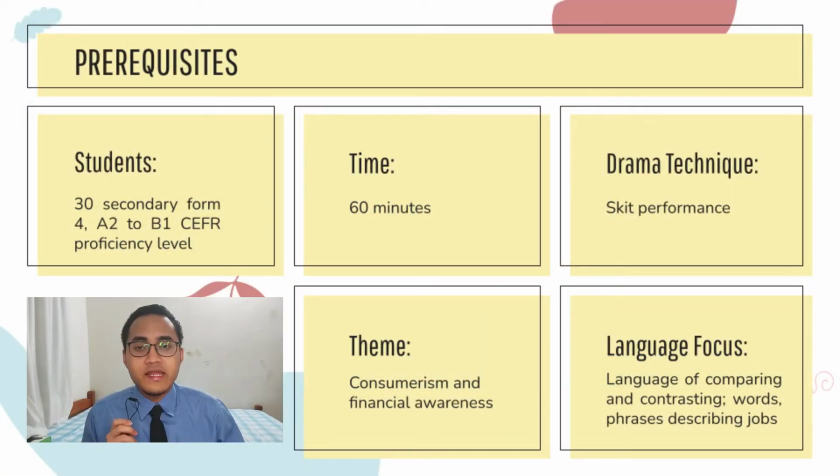The prerequisite of the lesson is as follows. 30 secondary Form 4 students with approximately A2 to B1 range of CEFR proficiency level, 60 minutes time allocated for the whole lesson using skit as the dramatic technique centering around consumerism and financial awareness as the theme, and then also focus on the language of comparing and contrasting, specifically on words and phrases describing jobs.